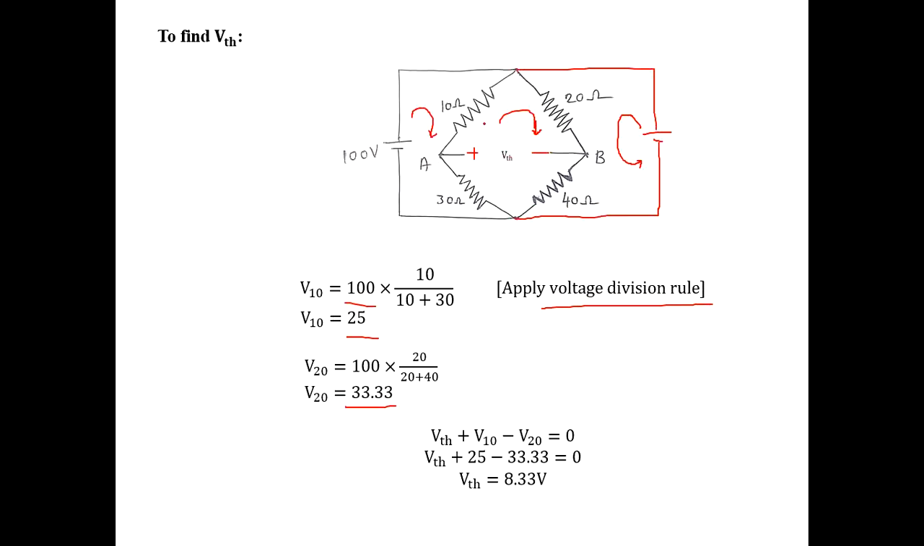This is the resistor voltage drop minus 10 into the current. Here we already found the voltage drop across the resistor directly. Here this current direction is upward. This current direction is downward. We can write the value as plus.